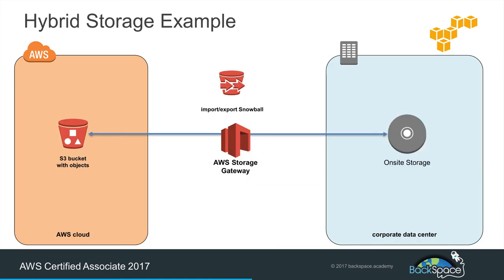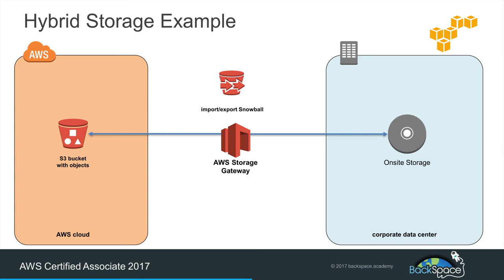So let's have a look at a different example now. It's a hybrid storage example. So we're going to take advantage of not only the AWS cloud storage solutions, but also we're going to combine that with our own on-site storage located in our own corporate data center. So first of all, when we deploy this solution, we want to synchronize our data between the corporate data center and the AWS cloud. There's going to be a very large amount of data to be transferred across to the AWS cloud when we first deploy this solution.